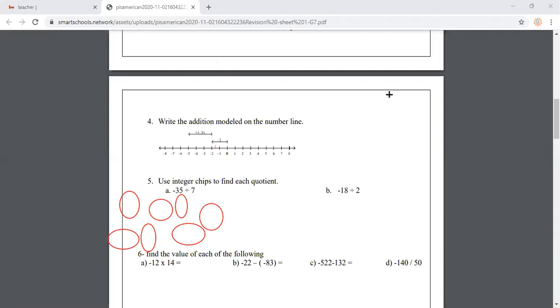You can say that you are going to distribute, which means you can start by putting 1, 2, 3, 4, 5, 6, 7. And then you will continue 8, 9, 10, 11, 12, 13, 14, and then continue to fill all of them. But if you know that 35 divided by 7 is 5, you have 5 in each group. Then 1, 2, 3, 4, 5.